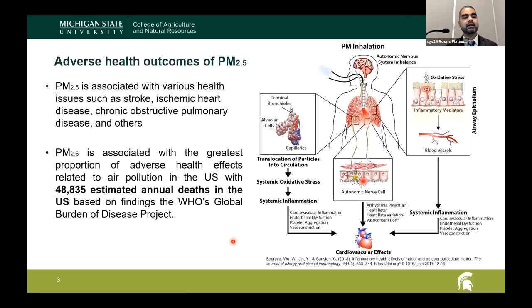So what are some of the adverse health outcomes associated with PM2.5? PM2.5 is associated with various health issues such as stroke, ischemic heart disease, chronic obstructive pulmonary disease, and a host of other diseases. If we think about the pathway, when PM is inhaled, it causes oxidative stress in the lungs, and inflammatory mediators will go to the blood vessels, and that will cause systemic inflammation in places like the heart. Also, once you inhale PM2.5, they can translocate into circulation, which through the same pathway of systemic oxidative stress and inflammation affects cardiovascular health.